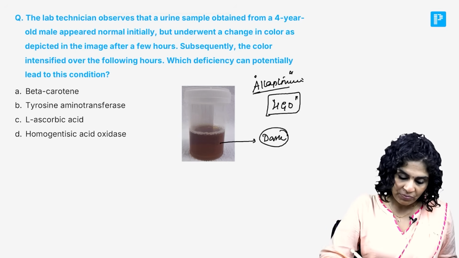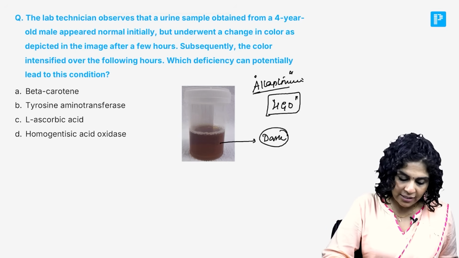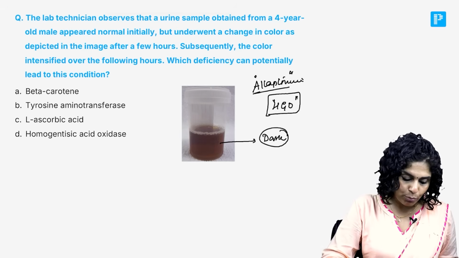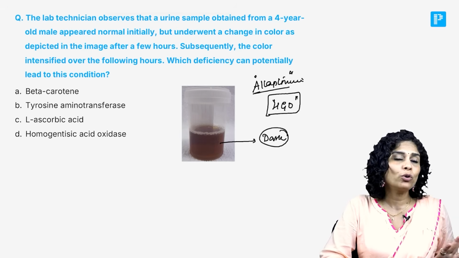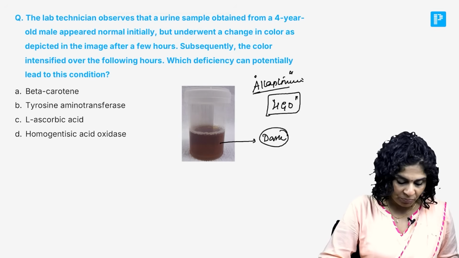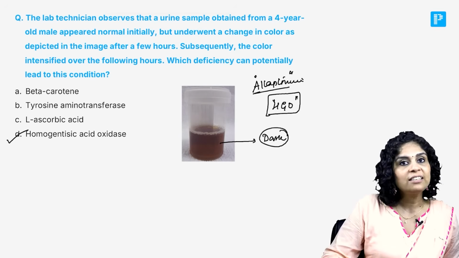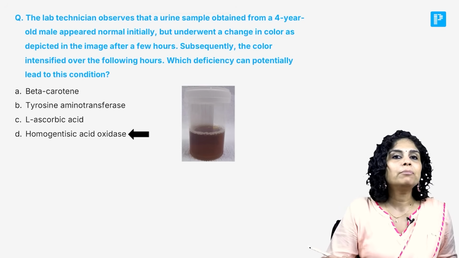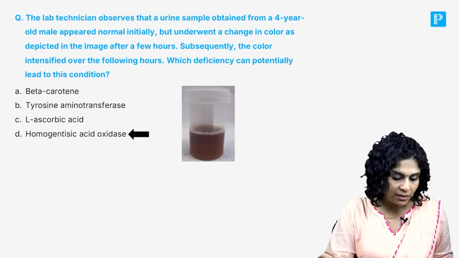So just from the first statement, you know it is alkaptonuria caused by the defect of homogentisate oxidase. Let's read it further. Subsequently, the color intensified over the following hours. Which enzyme deficiency can potentially lead to this condition? They have not even asked enzyme. Which deficiency can be the probable cause? We know the answer is homogentisate oxidase defect. And for completion's sake, let me tell you about other choices as well.